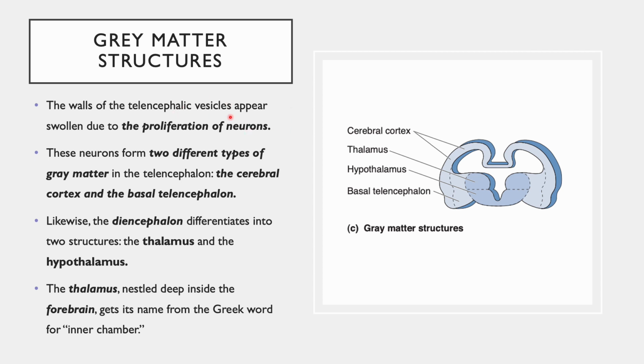Now, the walls of the telencephalic vesicles appear swollen due to the proliferation of neurons in this area. And this proliferation of neurons helps us to create our gray matter structures, the cerebral cortex and the basal telencephalon. Now, the diencephalon I've already talked about develops into the thalamus and hypothalamus. The thalamus gets its name from the Greek word for inner chamber. It's in this inner part of the brain and helps with that communication from the cerebral cortex to other areas of the brain. And of course, we'll talk a lot about the hypothalamus. Again, I've noted that the hypothalamus plays a really important role in endocrine function and hormone production.